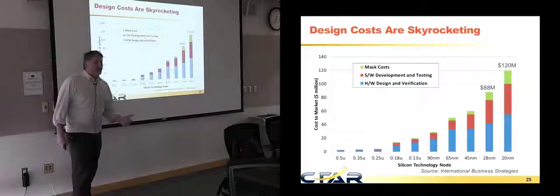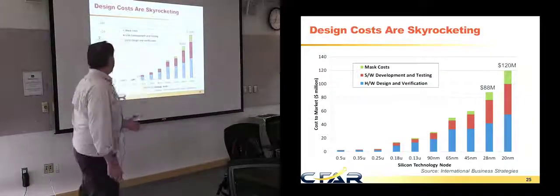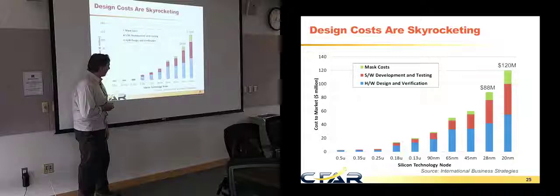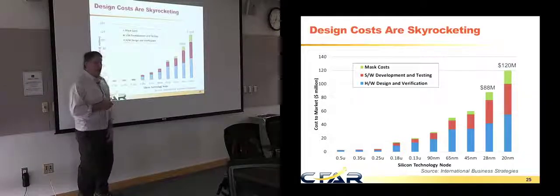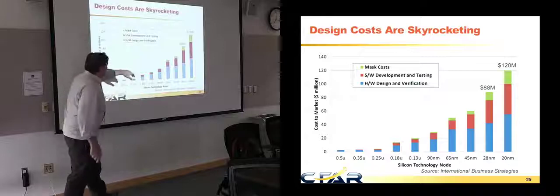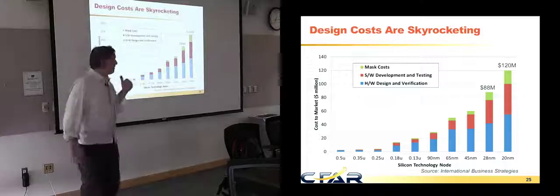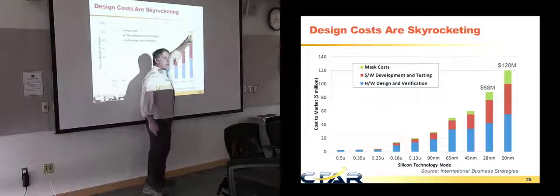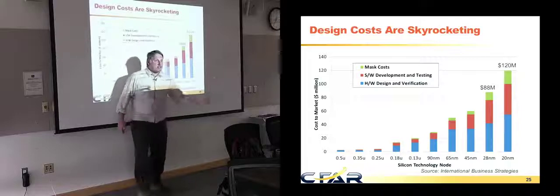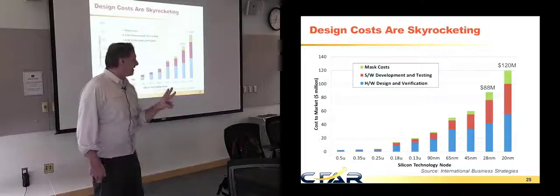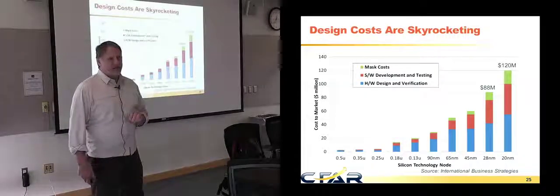So how bad is the cost of design? It's really bad. This is looking at 500 nanometer down to 20 nanometer, and I'm tracking here hardware design and verification, software design and verification, and manufacturing mask costs. In 20 nanometer, which is a lagging technology, a previous generation technology, it's estimated $120 million to bring an idea to the market. So if you're a startup, you're going to need probably 3 rounds of funding to bring an idea to the market.